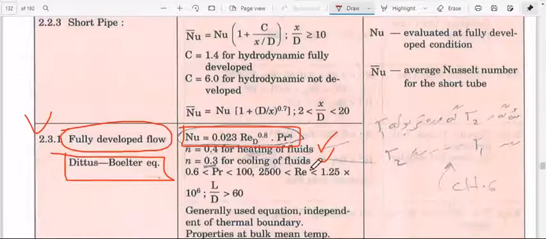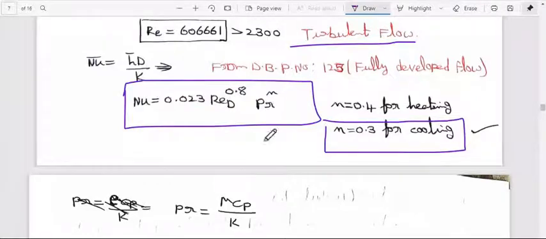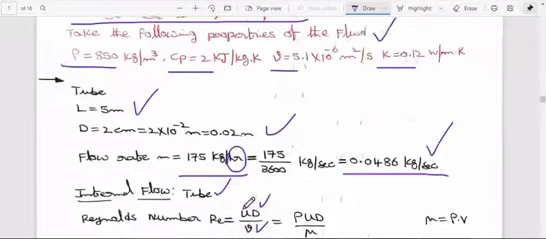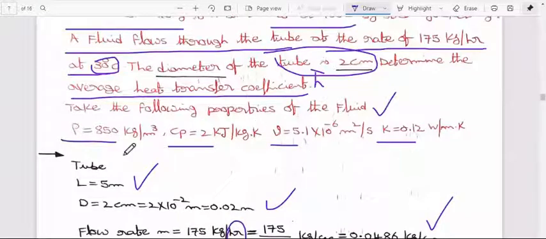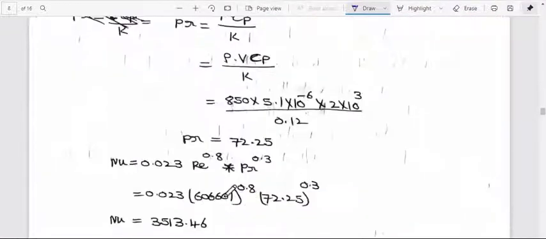So here, cooling of fluid, n equal to 0.3. We need to substitute these values. In this question, the property values, rho value, Cp value, nu value, k value are given. The Prandtl number is not mentioned in the question. That's why I'm calculating the Pr value.